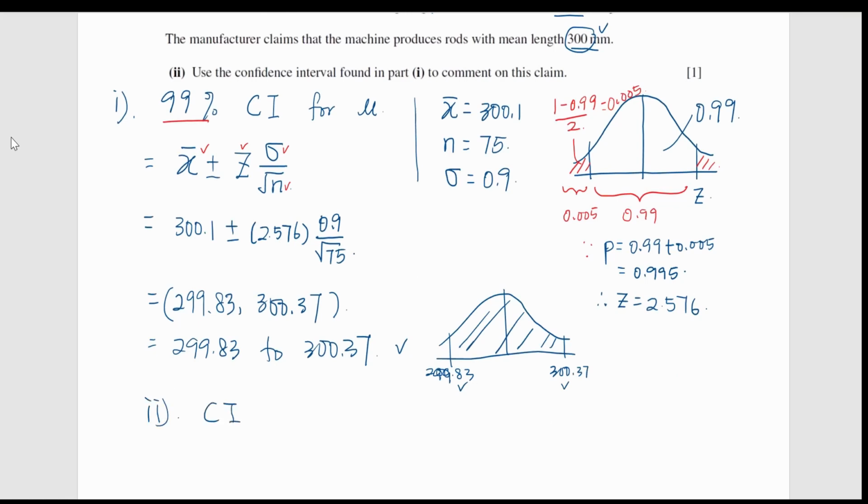So the confidence interval contains or includes 300, hence the claim is supported.